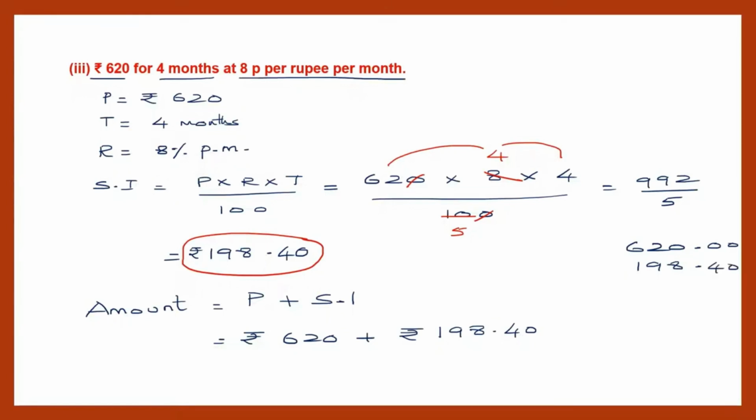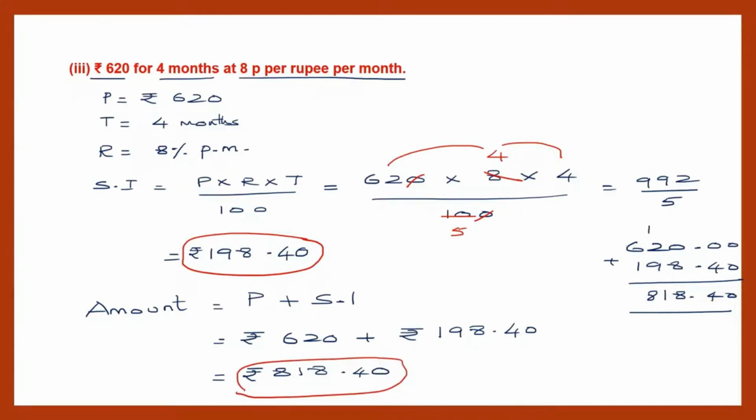198.40. Okay, now add this up. 0, 4.8, 9 plus 2 is 11, carry 1, 6, 7, 8. 818.40. So the amount is rupees 818.40. So we have found our answer to this question also. The amount is 818 rupees and 40 paise.